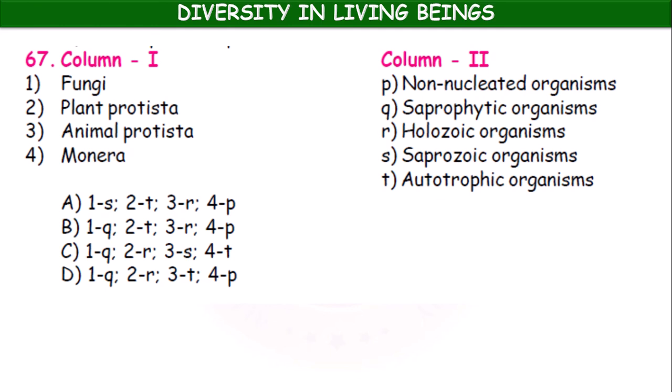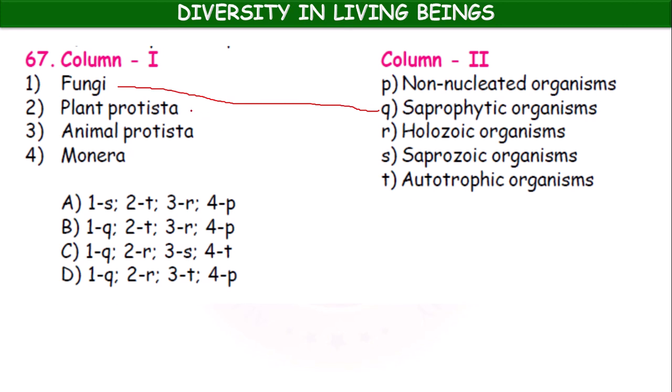Next, fungi, plant protista, animal protista, Monera. Okay, characteristic features in column 2: non-nucleated organisms, saprophytic organisms, holozoic organisms, saprozoic organisms, autotrophic organisms. So here first fungi, saprophytic organisms. Okay, based on nutrition. Here nutrition based characteristic is given.